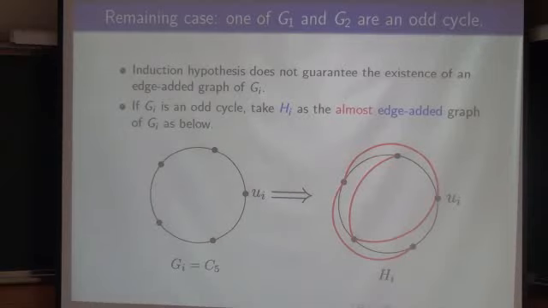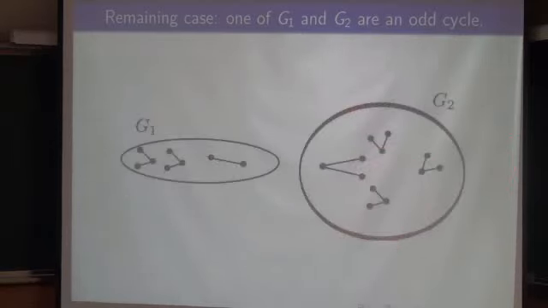So I say this is almost an edge-added graph, except for the cut vertex. Then if we use this as H_i, we can do the following. There are G1 and G2 here, and we consider H1, H2. But let's suppose that G2 is an odd cycle.